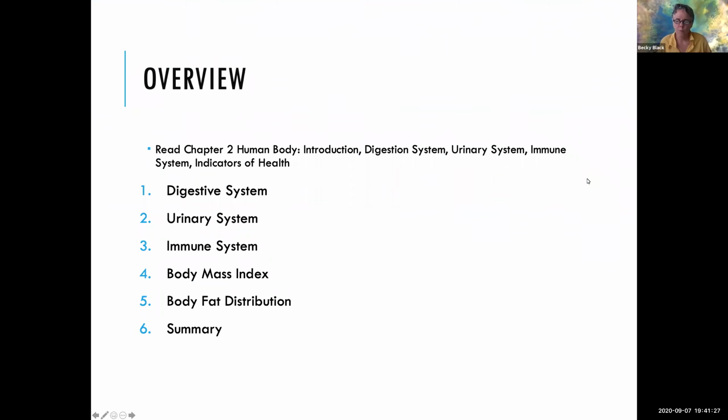Here's an overview. Regarding the chapter, please read the following sections. You don't have to read the entire chapter, but do read the introduction, the digestive system, the urinary system, the immune system, and the indicators of health. So the overview on this page is showing the 3 systems plus the body mass index, body fat distribution, and then we have a summary in the end.